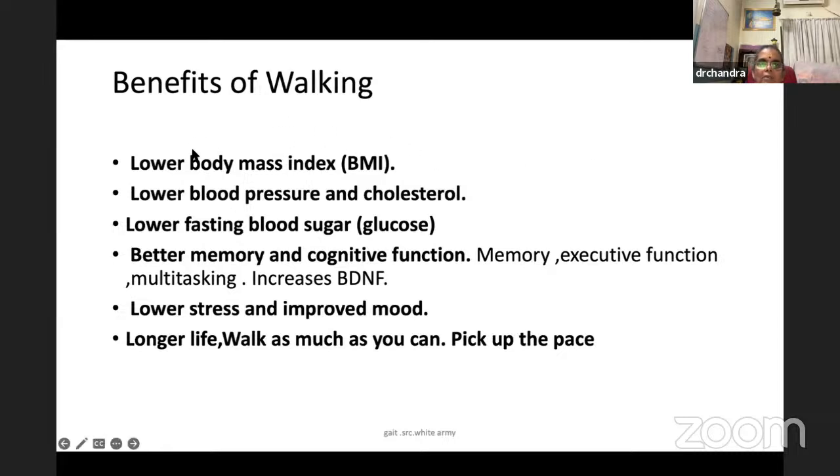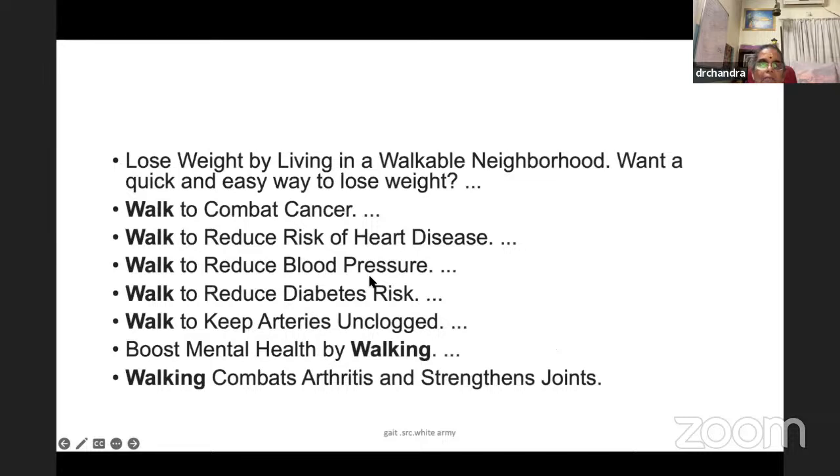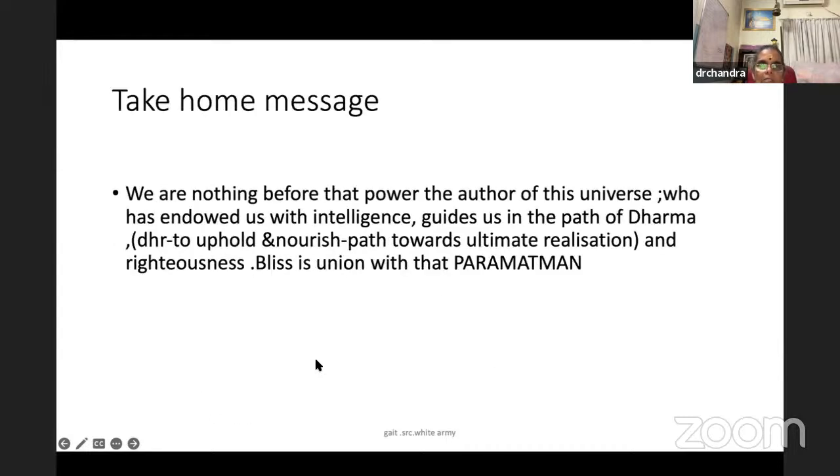So what are the benefits of walking? It lowers the body mass index, lowers blood pressure and cholesterol, lowers fasting blood sugar, improves memory and cognitive function, lowers stress and improves mood, and gives a longer life. Walk as much as you can and pick up the pace. Lose weight by living in a walkable neighborhood. Walk to combat cancer, to reduce heart disease, blood pressure and diabetes, to keep arteries unclogged, to boost mental health, and walking helps joints and muscles.